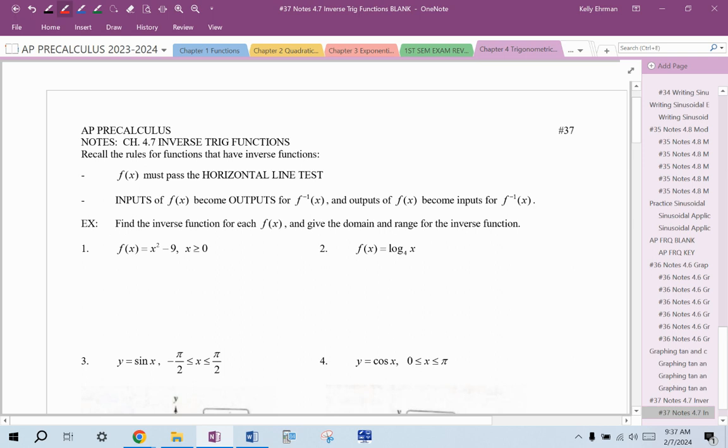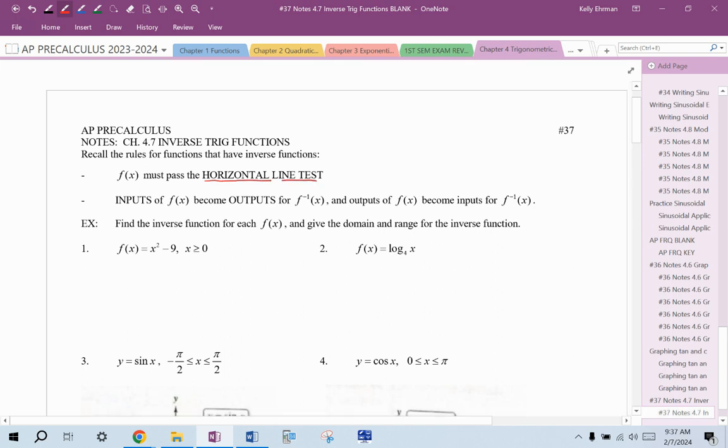So remember a couple of rules. If a function has an inverse function, then the function f of x has to pass the horizontal line test. Now, that is not an official reason that you can give on the AP exam. What you have to officially say is f of x is 1 to 1. But in my mind, I'm always thinking horizontal line test.